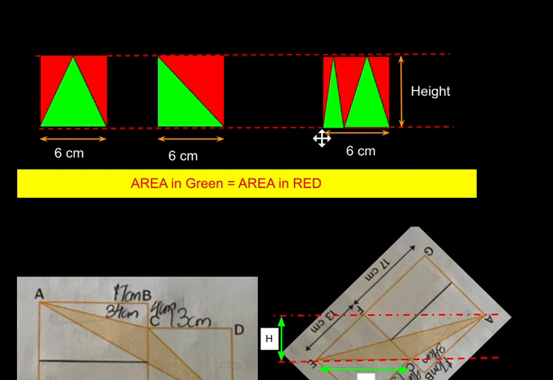For the last figure, assuming this is 2 and this is 4, so if the base is 2 and the base is 4, half base times height, the total base is still 6. And assuming this is 1 and this is 3 and this is another 2, they add up to still the same base of 6. Hence, the area of the green is always equal to the area of the red.